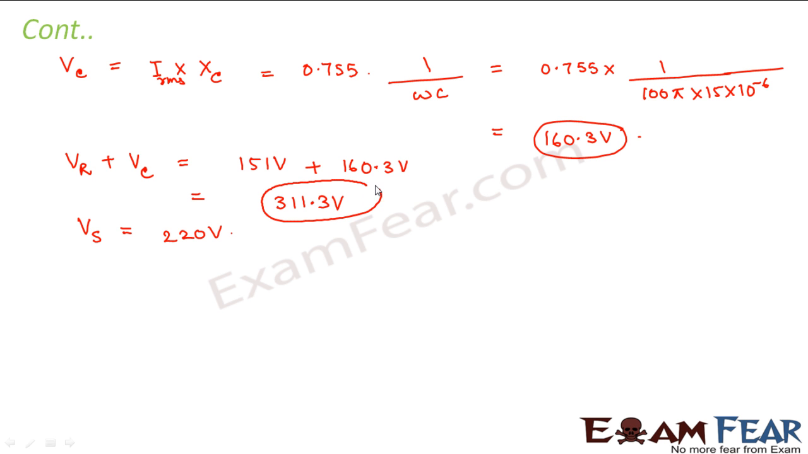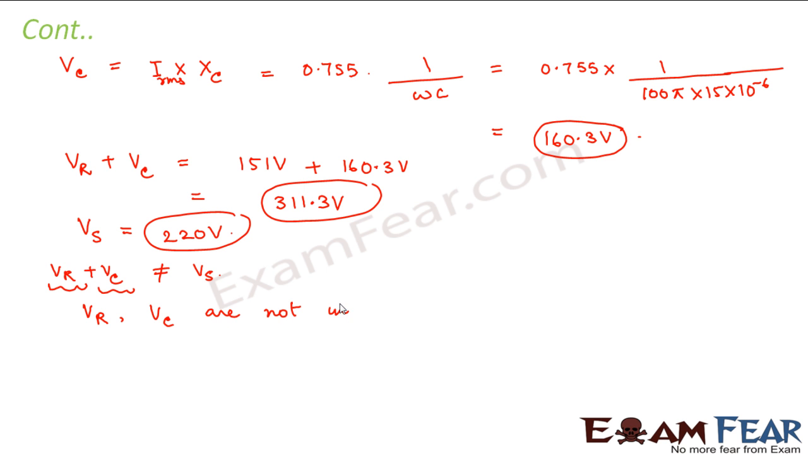So why is this difference? So that means VR plus VC is not equal to the source voltage. That is because VR and VC are not in phase. We cannot directly add them to find out the resultant voltage. That's because VR, VC are not in phase. They are out of phase by pi by 2, right? Because whenever a capacitor is involved, there would be a phase difference of pi by 2.